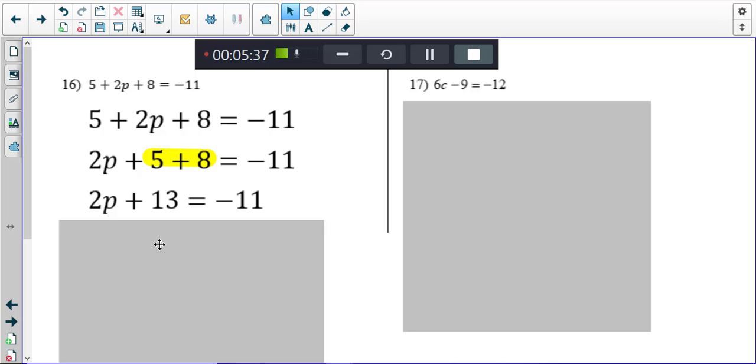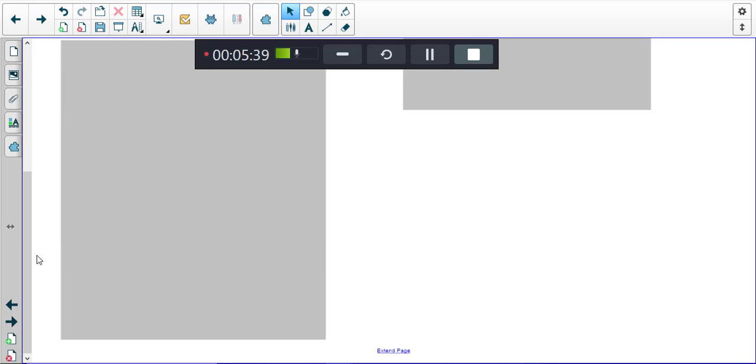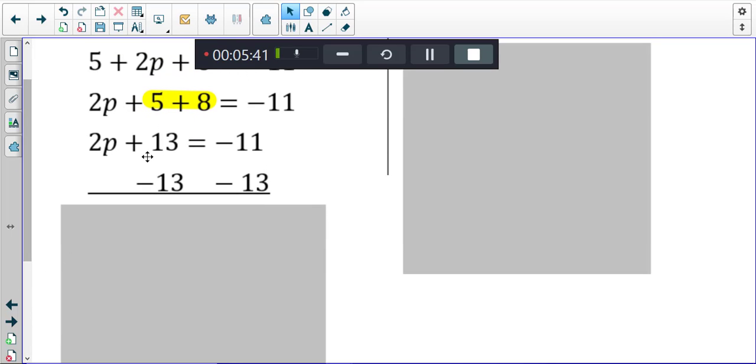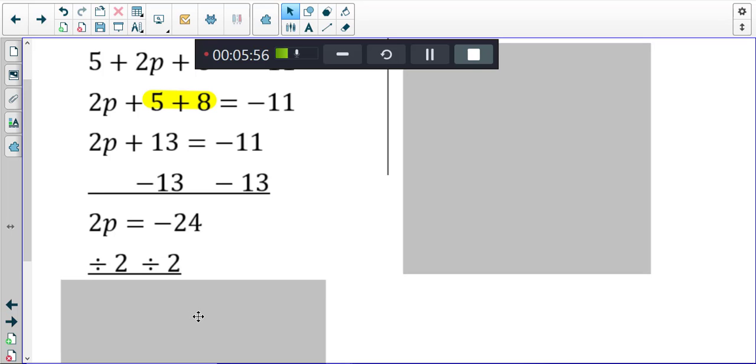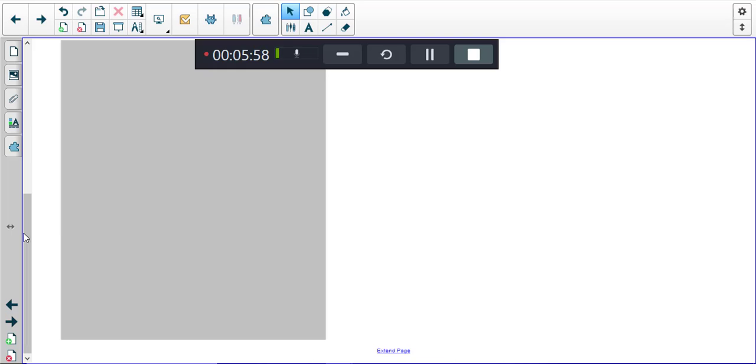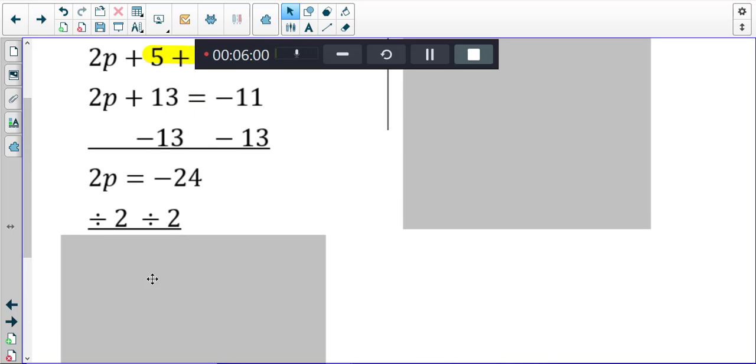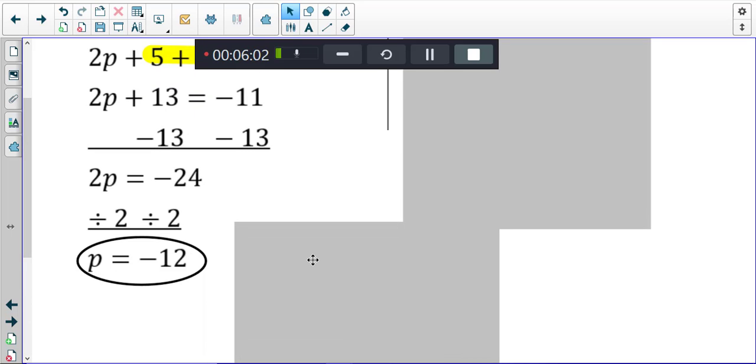So at this point, once you get it down to a two-step equation, the inverse of adding 13 is to subtract 13. Now be careful, negative 11 minus 13 is not 2 or negative 2, it's negative 24, so we get 2p equals negative 24. Divide both sides by 2, negative 24 divided by 2 is going to get us negative 12 for our solution.